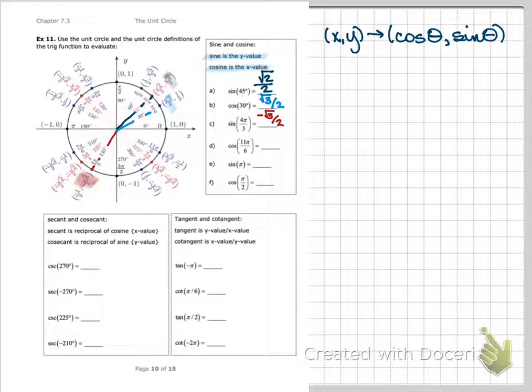Cosine of 11 pi over 6. So 11 pi over 6 is almost to 12 pi over 6, which would be 2 pi. So I know this is almost all the way around. Here's my 11 pi over 6. We want the cosine of 11 pi over 6, so that's our x. And we get square root of 3 over 2.